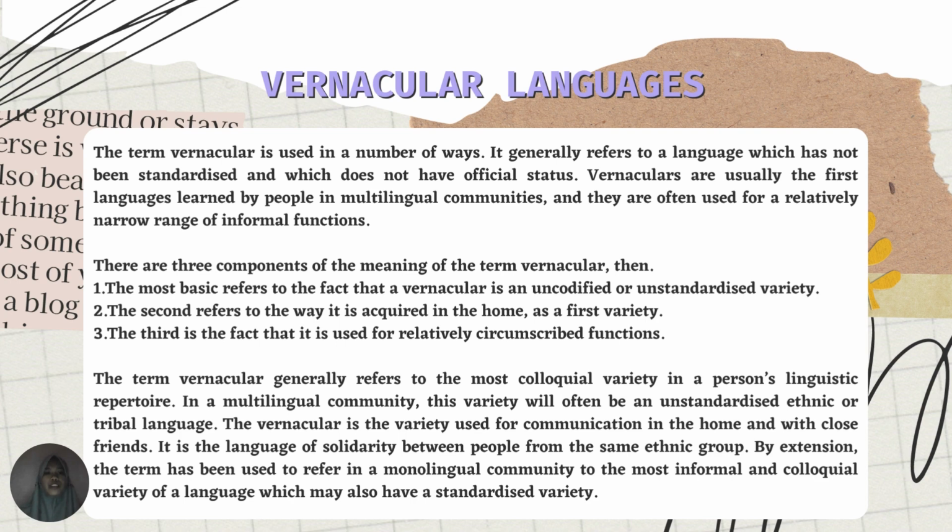In a multilingual community, this variety will often be a standard ethnic or tribal language. The vernacular is the variety used for communication in the home and with close friends. It is the language of solidarity between people from the same ethnic group. By extension, the term has been used to refer, in a monolingual community, to the most informal and colloquial variety of language which may also have a standardized variety.